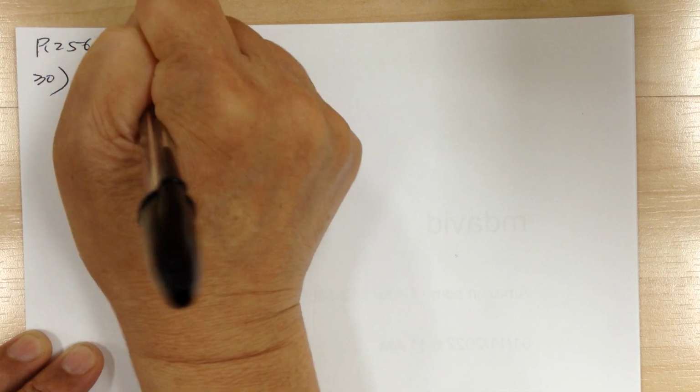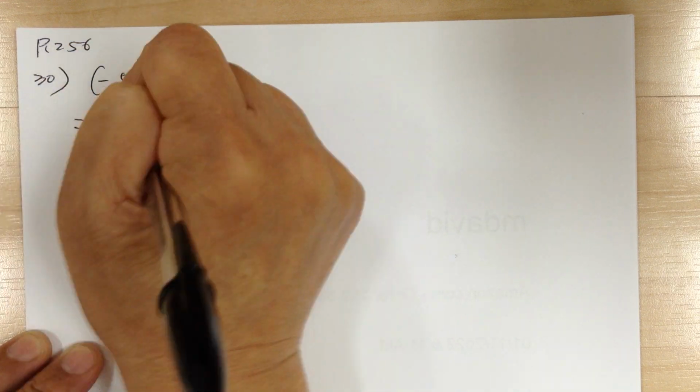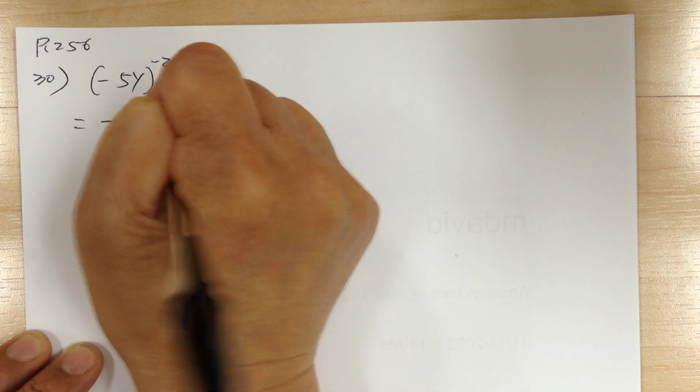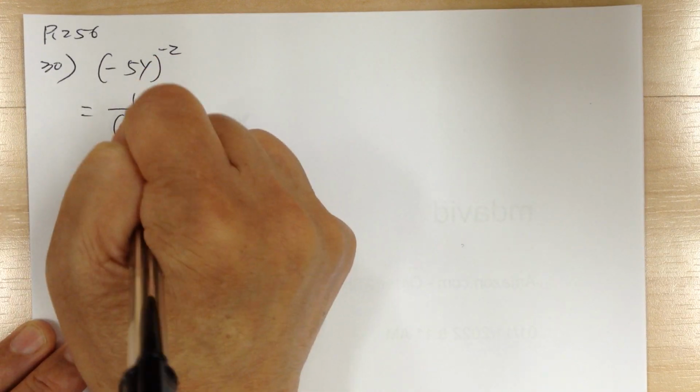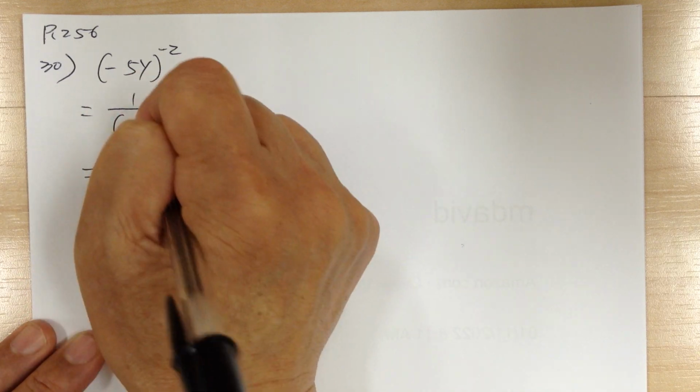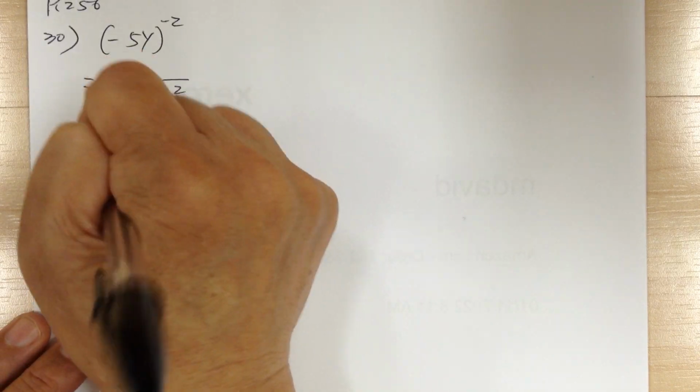Okay, number 30, you have negative 5y in parentheses to the negative 2 power. So you can use the negative exponent to flip things over. Then you evaluate. So negative squared is positive, 5 squared is 25, y squared is y squared, and that's it.